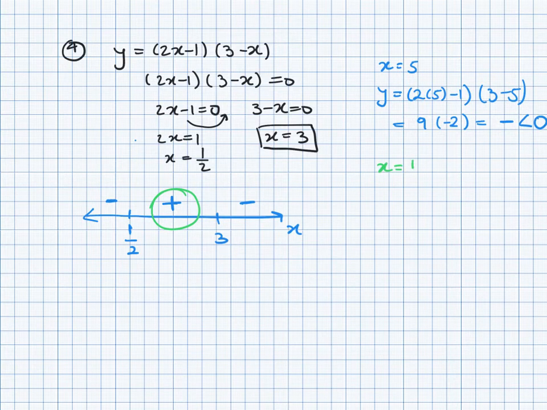But if you do want to check this one here, you can use, for example, x equal to 1. Okay, and then y equal to 2 times 1, take away 1, times 3 take away 1. So we're going to replace every x with 1. 2 times 1, it's 2. Take away 1, it's 1. 3 take away 1, it's 2. So it's a positive number. So that is correct. So you can always check if you want to, and as I said, you can use a graphics calculator if you do prefer that. So that was 4.